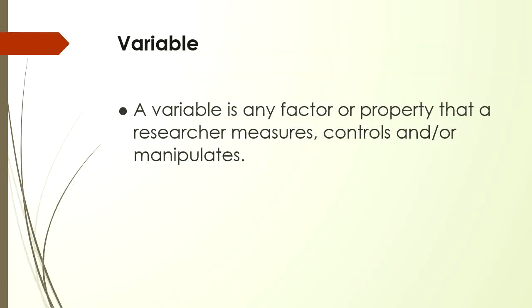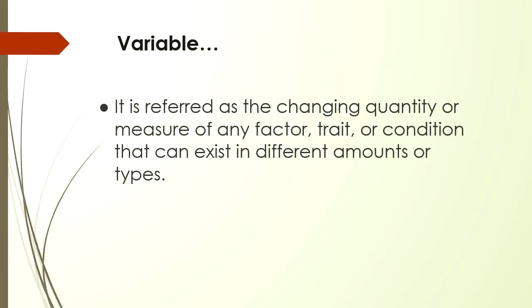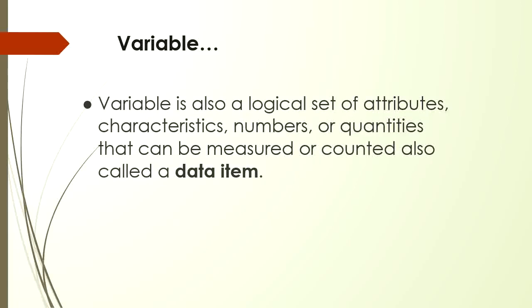A variable is any factor or property that a researcher measures, controls, and/or manipulates. It is referred to as the changing quantity or measure of any factor, trait, or condition that can exist in different amounts or types. A variable is also a logical set of attributes, characteristics, numbers, or quantities that can be measured or counted, also called a data item.